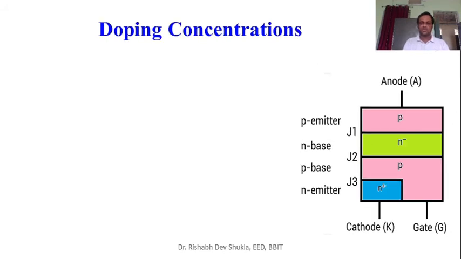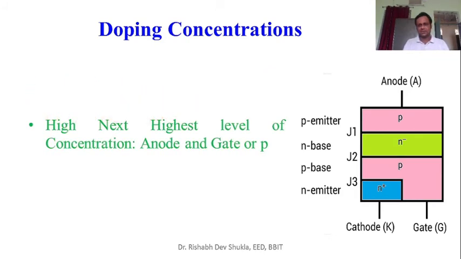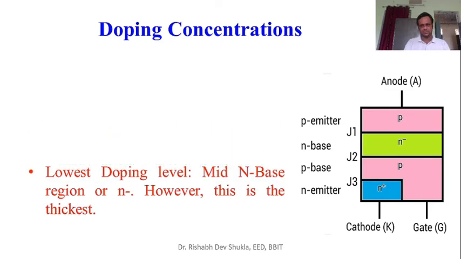When you are going to compare the doping concentration, the highest doping concentration you will find in the N plus cathode region, which is shown here in a blue color. Next highest is your P, which is shown here in pink color. That means the anode and gate. And the lowest doping concentration is of N base region, but it is the thickest region in your SCR structure.